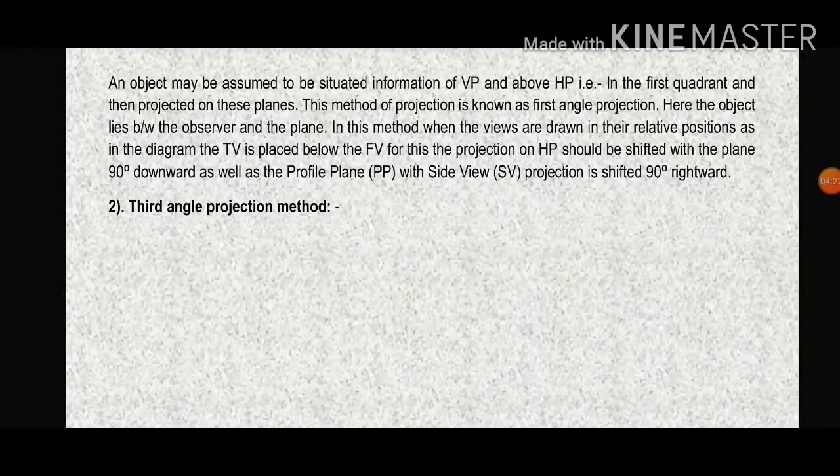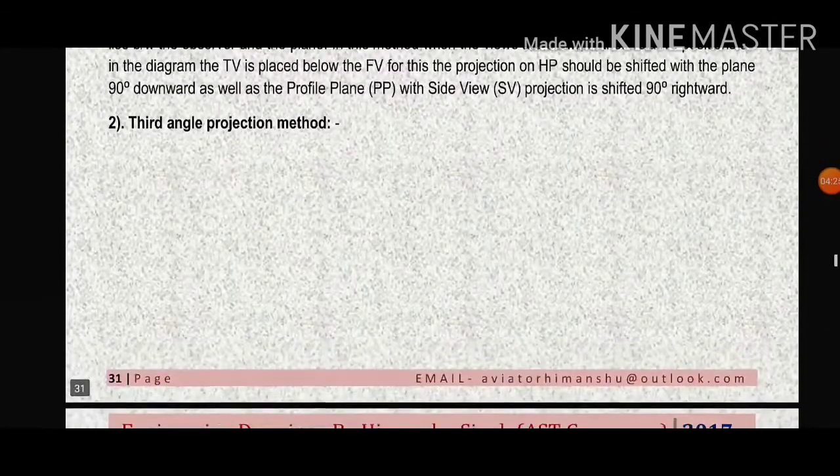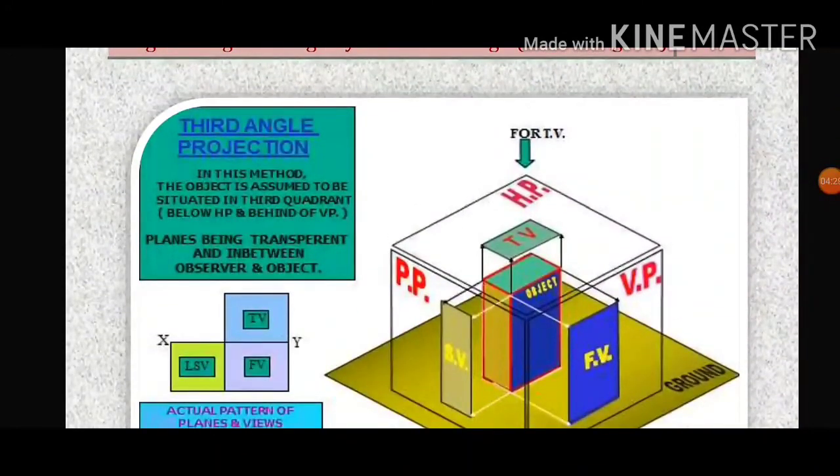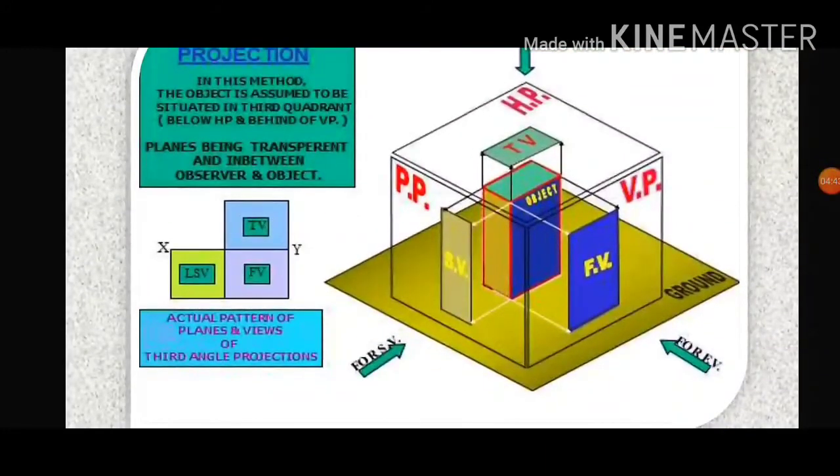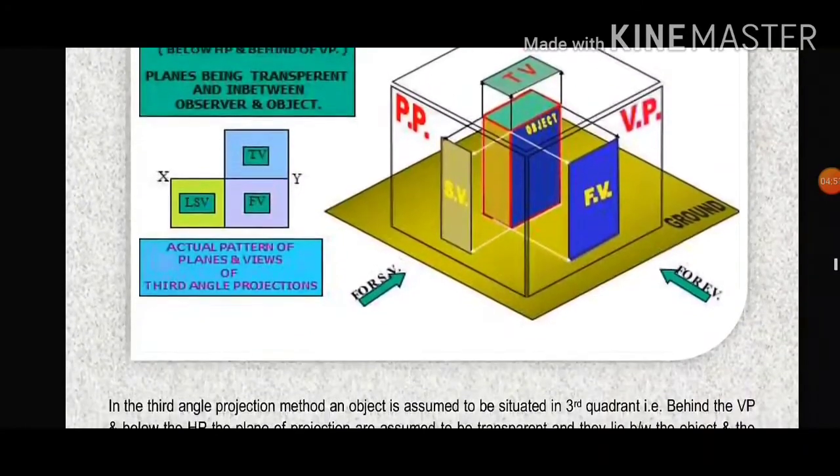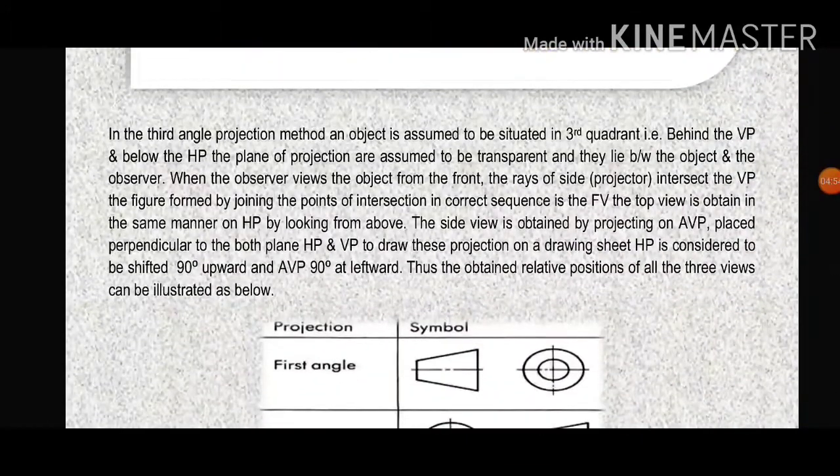So this is the first angle projection method, and second is the third angle projection method. In third angle projection, the object is assumed to be situated in the third quadrant, meaning below the HP, the horizontal plane, and behind the VP, the vertical plane. The plane lies between the observer and the object. The planes of projection are assumed to be transparent, and they lie between the object and the observer.